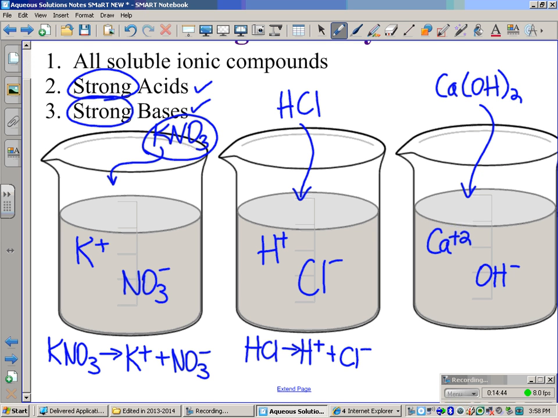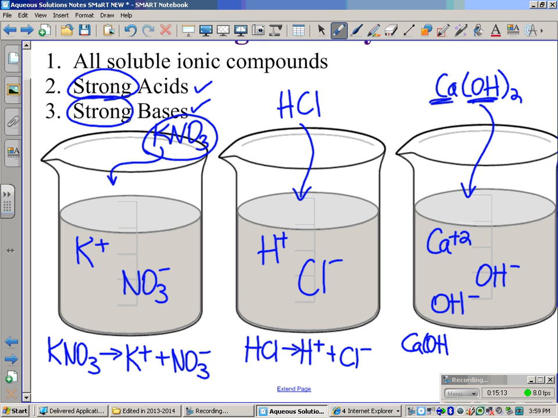But we need to be really careful with this one, because if you look at the original formula, we have 1 calcium and 2 hydroxides. So if I read this like this, it's not actually correct. There are 2 hydroxides that are given off by each molecule. So you'll actually end up with 1 Ca plus 2 and 2 OH minuses for every molecule that dissociates. And again, every molecule that you put in will dissociate. So our equation would look like this.